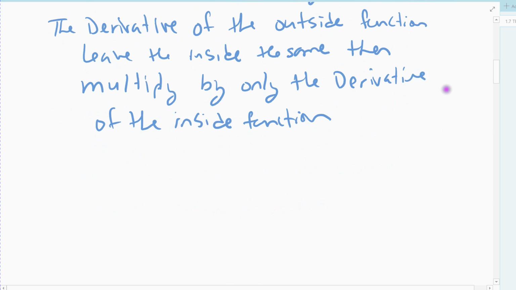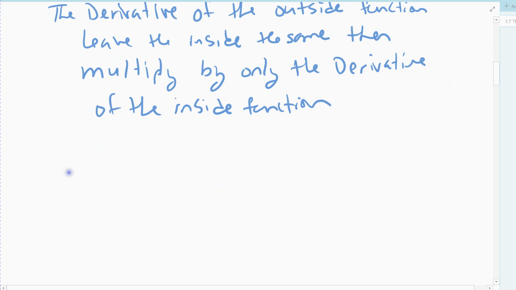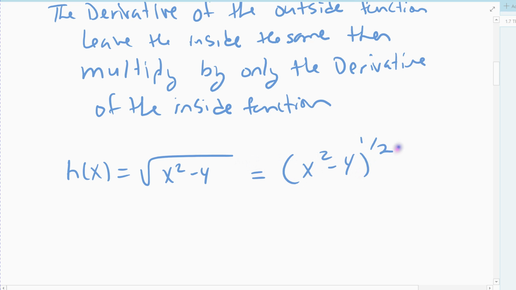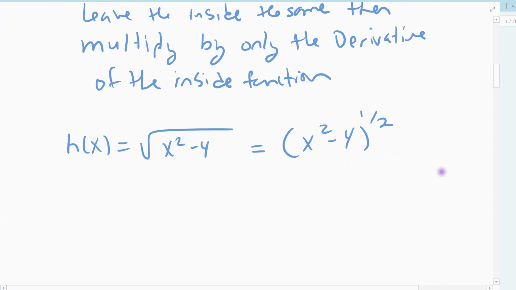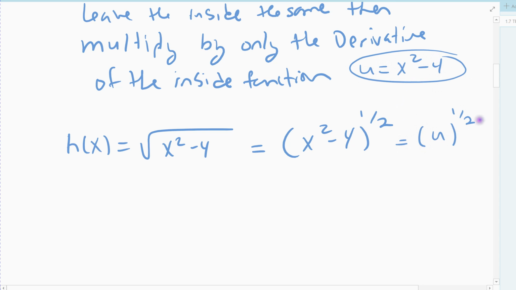If I do a simple example, suppose I use the example I gave up there. My function h of x was the square root of x squared minus 4, which I rewrite as x squared minus 4 to the 1/2 power. The rule is I take the derivative of just the outside. What I usually do is hide the inside, so I'm going to let u represent the inside, x squared minus 4. And so I have u raised to the 1/2 power.